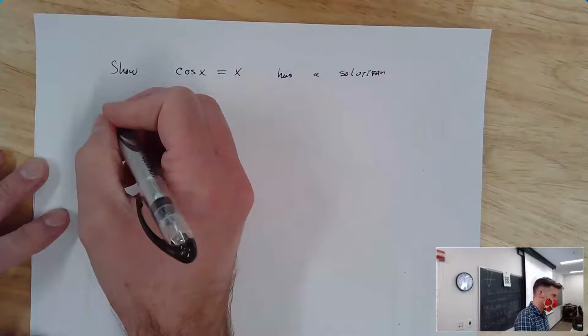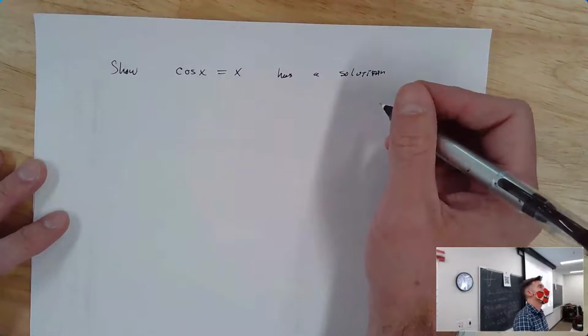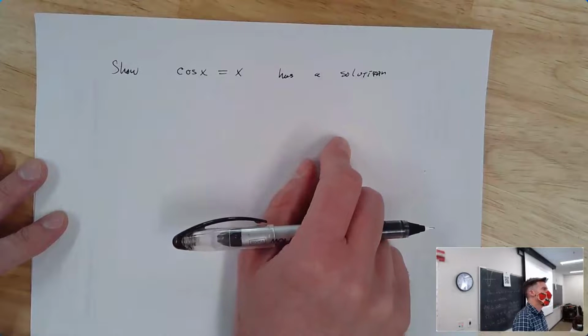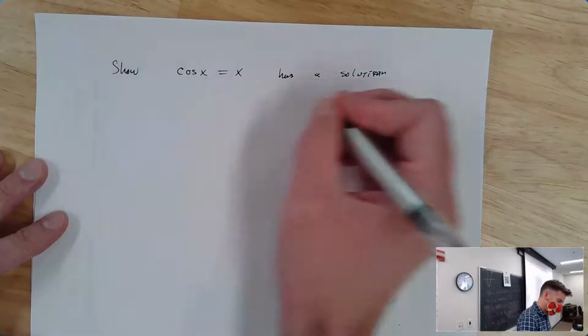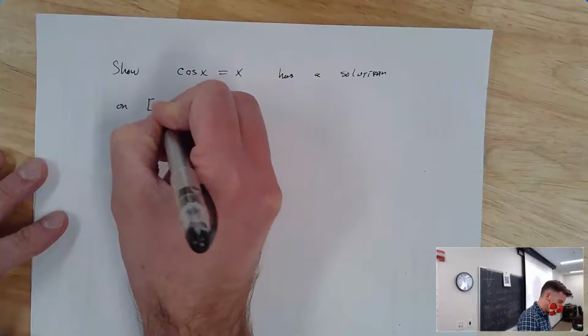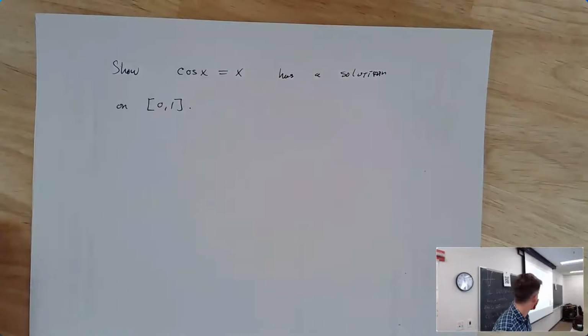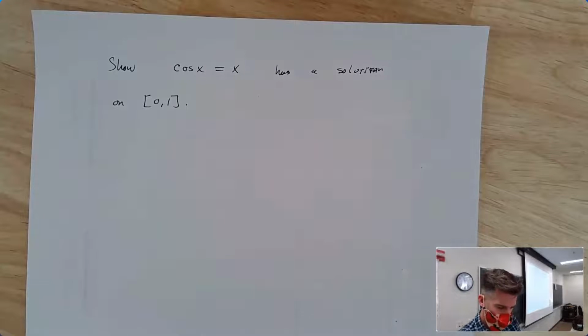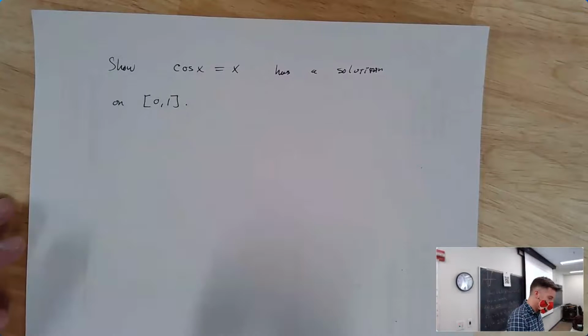Sure, let me think for a second here to make sure. Yeah, that should work. On 0, 1. Let me double check because I always forget. I need to just make sure that I'm not doing something stupid. I feel like that's right, but now I'm like, oh yeah, we're good. Okay, that's it.